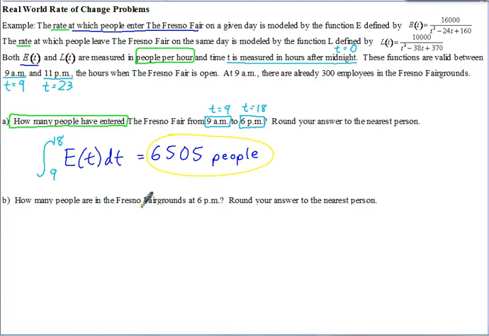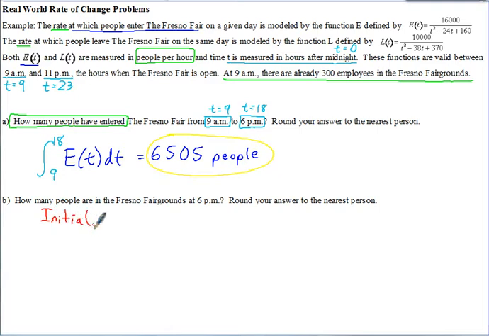We also have to account for the people that are leaving, which is the rate given by L of t. And we also have to account for the initial amount of people, which it says right here. At 9 a.m., there are already 300 employees in the Fresno Fairground. So this is one of those initial plus change problems.